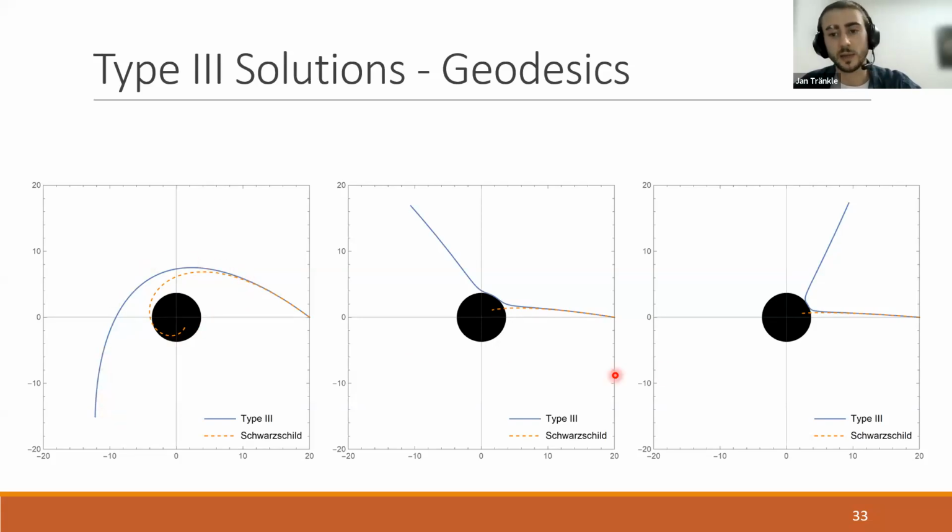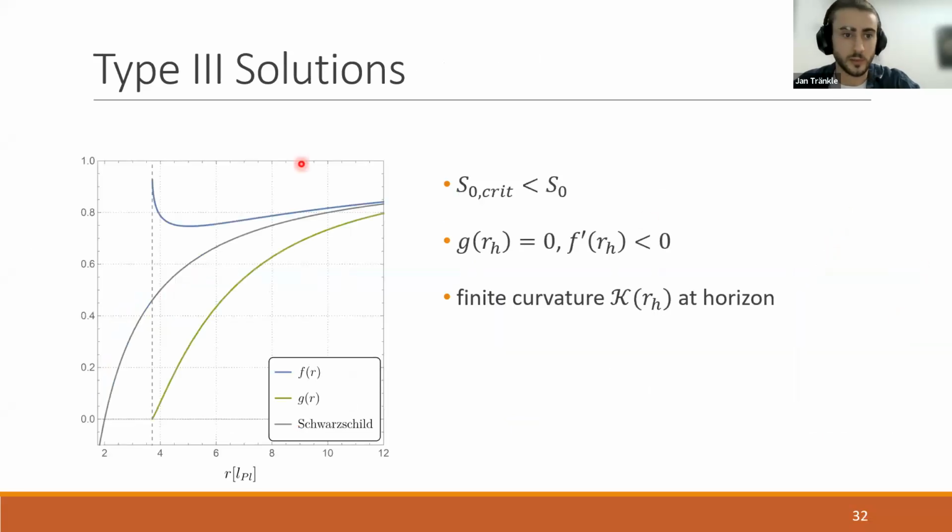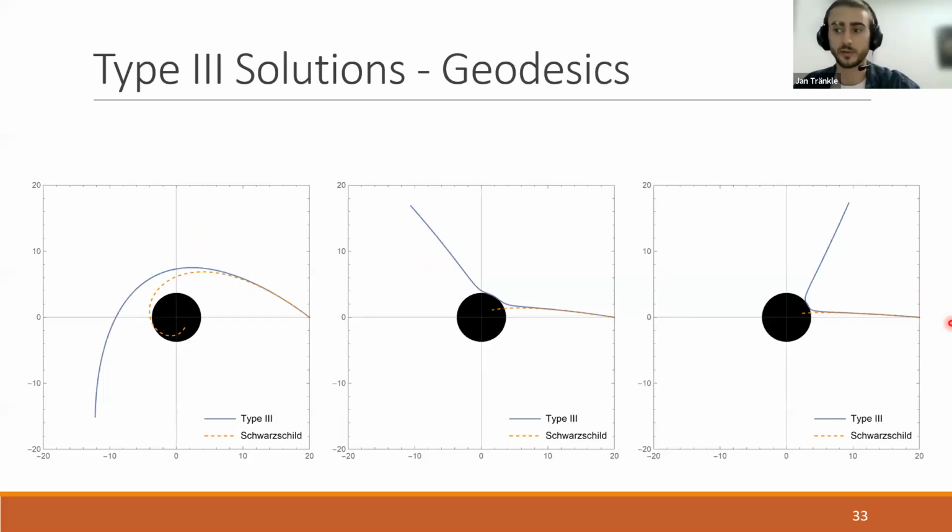But something interesting happens when we choose the initial conditions such that the trajectory leads towards this would-be horizon. Here, actually, the geodesic is reflected from this point, and you see it quite strongly here. The particle comes towards this new geometry and then is reflected back. If we go back to the shape of the solution, this can be traced back exactly to this negative derivative of the function f of r in the time-like component. So these type 3 solutions actually seem to have a repulsive gravitational potential near this would-be horizon.